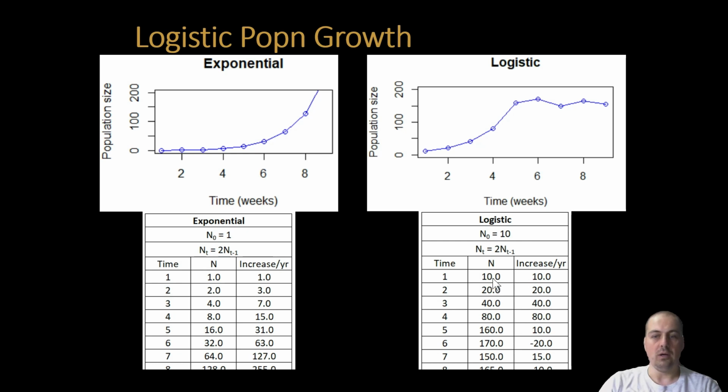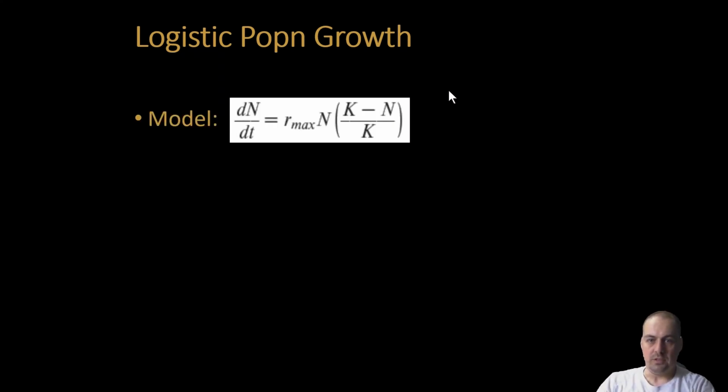Here, you begin that way, so you start doubling your population up till the point that you get to about 160, and then it doesn't double, and then it decreases, increases slightly, and decreases. So what has happened is at about 160, the population has reached its carrying capacity, K, and it begins to fluctuate above and below, but it doesn't have a net increase. So this is the model for logistic population growth.